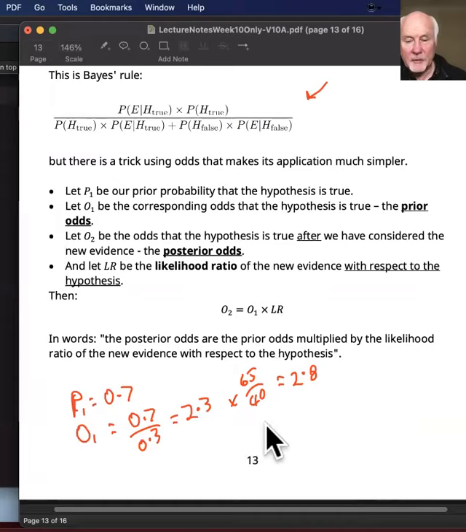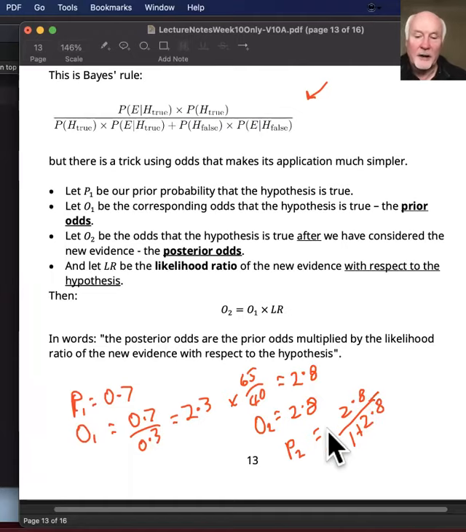Call that O2. So O2 equals 2.8, and P2, so that's our posterior probability, is going to be equal to 2.8 over 1 plus 2.8, right? It's our formula for converting odds back to probabilities, and that will give us roughly 74%.